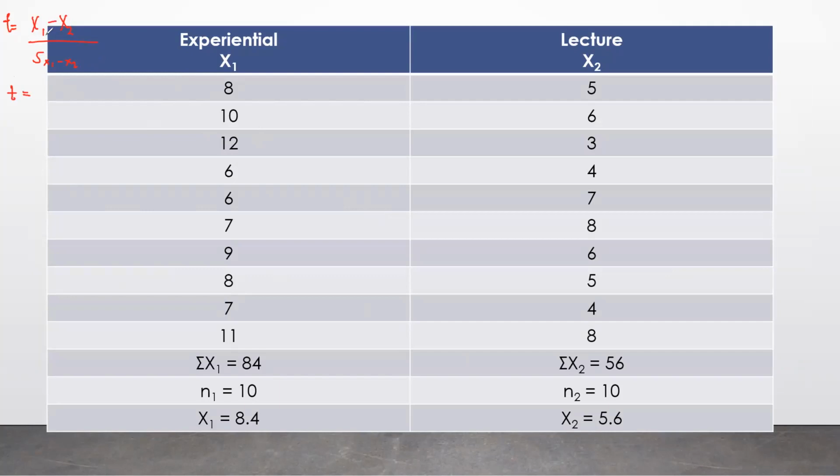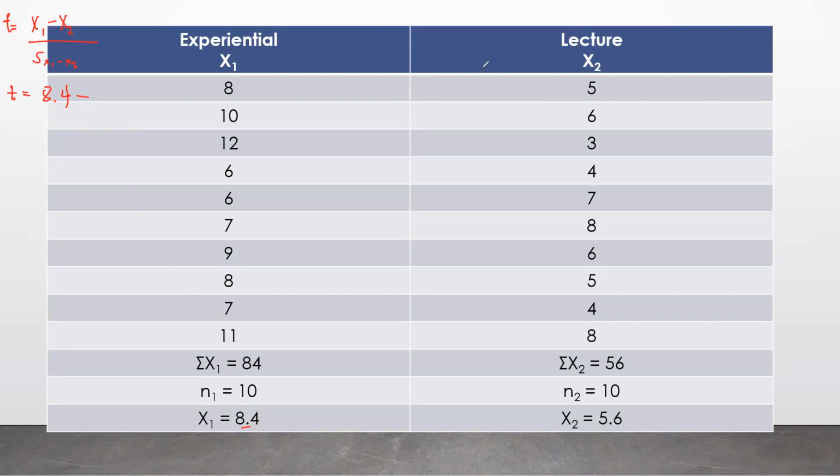Remember, x1 is the mean of the group 1. So if the group 1 is the experiential, we are going to get the mean, which is actually given in the screen. So how do you get the mean? You add everything, 8 plus 10 plus 12 plus 6 plus 6 plus 7 plus 9 plus 8 plus 7. That is, ay, may 11 pa pala sa baba. That is a total of 84 and then you divide it sa number of samples. So divided by 10, so that is 8.4. Kaya nakalagay dito class, x1 is 8.4. So pwede natin siya ilagay dito.